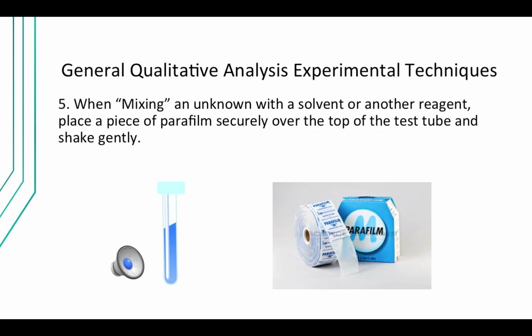When mixing an unknown with a solvent or another reagent, place a parafilm securely over the top of the test tube and then shake gently. The way you use this parafilm is you typically just take it, cut it, and then place it over the test tube so that there's no bubbles or anything around it, and then gently shake it so that there's no solution falling out of that test tube.